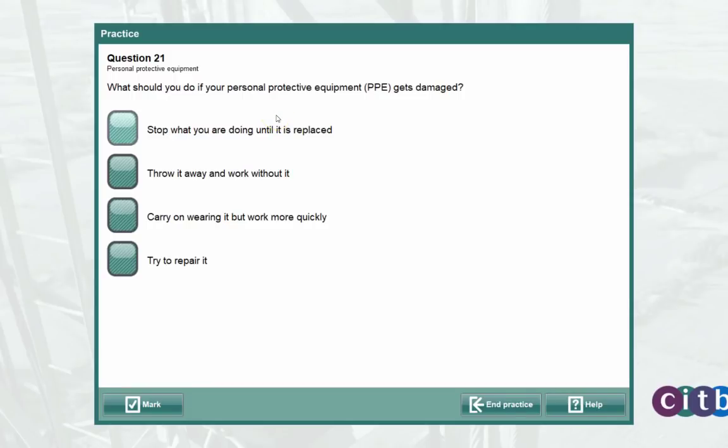What should you do if your personal protective equipment, PPE, gets damaged? Stop what you're doing until it is replaced. Throw it away and work without it. Carry on wearing it, but work more quickly. Try to repair it.